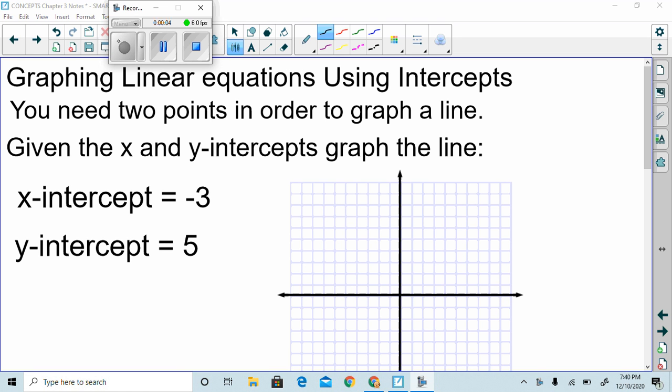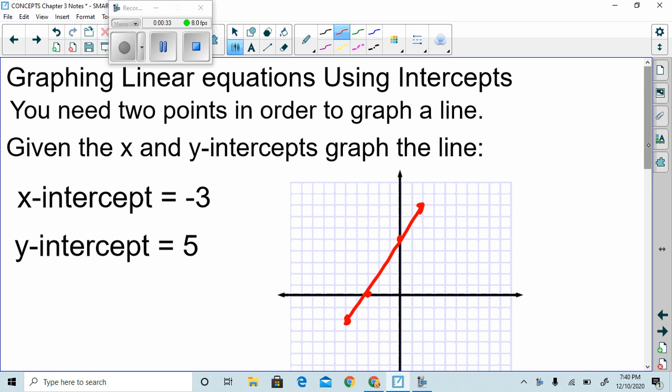In our last lesson, we were working on graphing with intercepts. If you recall, we were starting off with a point on the x-axis, -3, and we'd graph that first. And we'll have -1, -2, -3. Our y-intercept point on the y-axis, counting up 1, 2, 3, 4, 5. 2 points are all you need, and there's your graph.